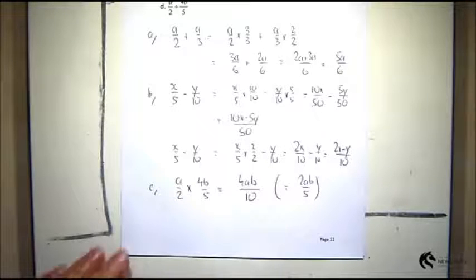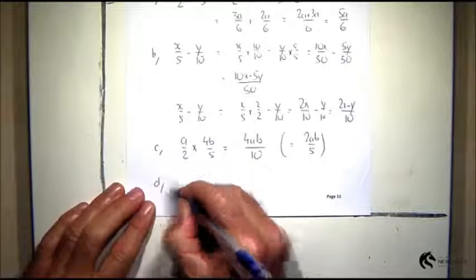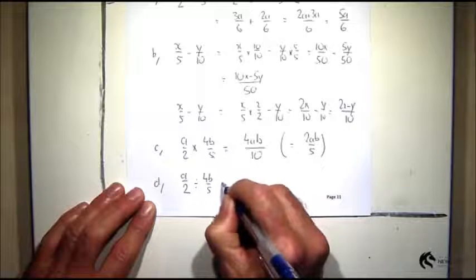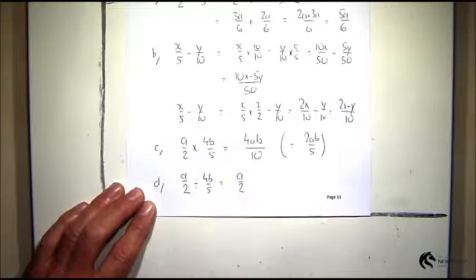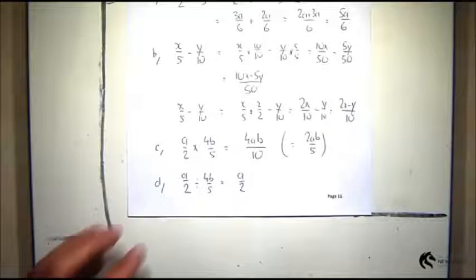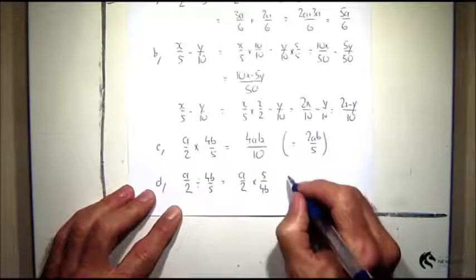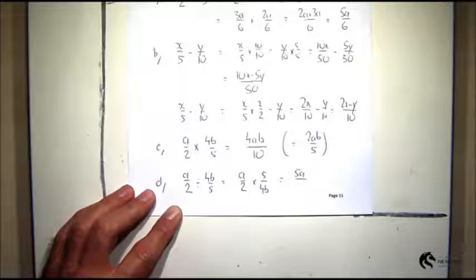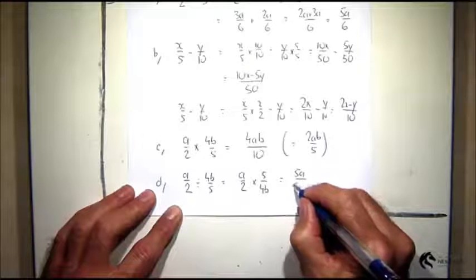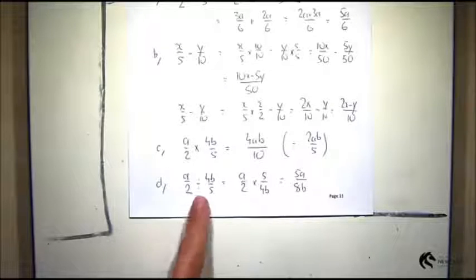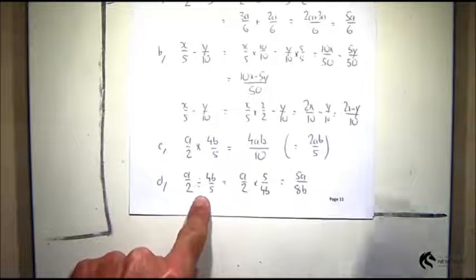And lastly, our division. D. I have A divided by 2 divided by 4B on 5. I know that if I multiply the numerator and the denominator by the reciprocal of the denominator, I end up with that being 5 on 4B. Then I multiply the denominators, excuse me, and multiply the denominators, and I get 5A on 8B. That expression and that expression represent the same number.